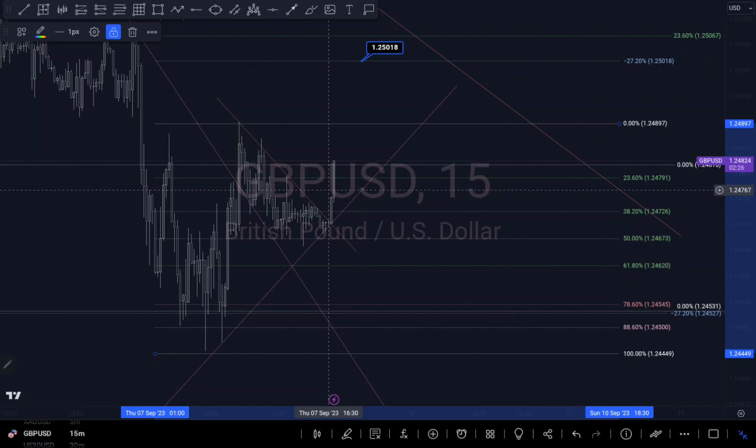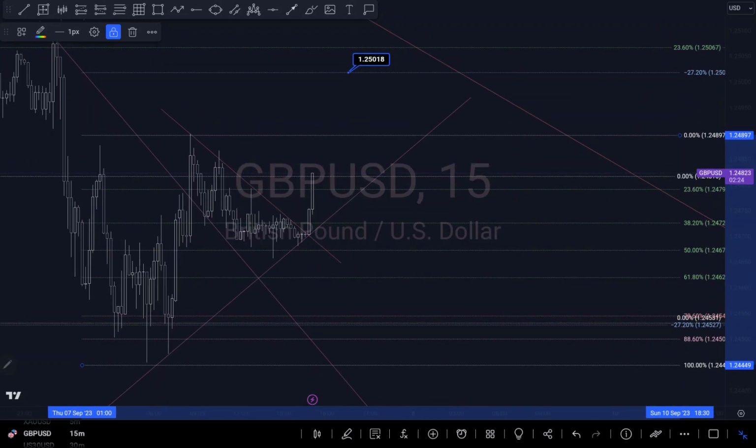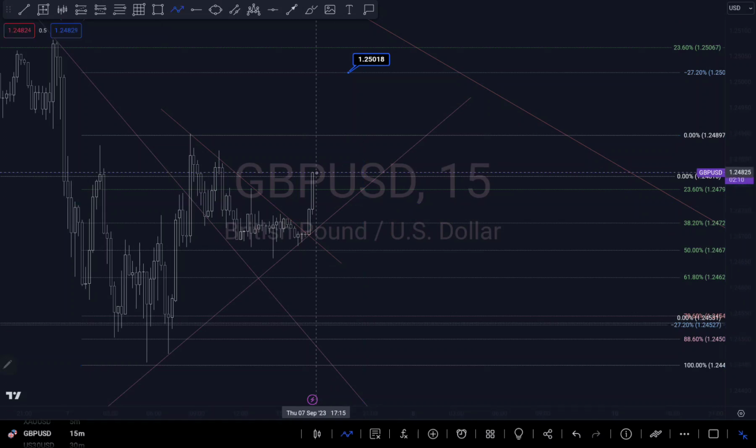But don't be hasty, you have to be patient. If you want to buy, I want it to come here, give me weak rejections around this area right here, which is like my 38.2% fib level, to the upside. So that is what will make me buy. I want it to come here, give me something here, then push to the downside, upside I mean.